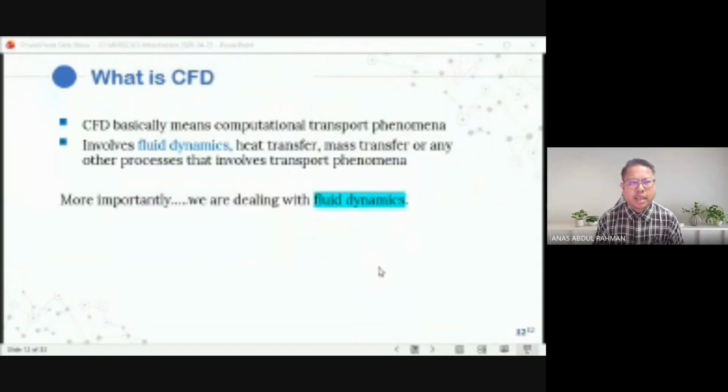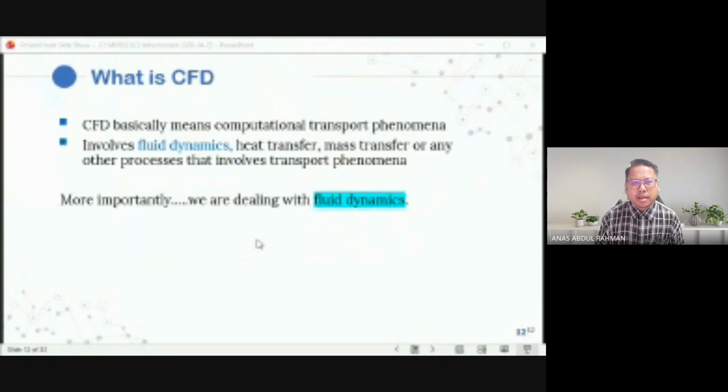To summarize what CFD is, basically it means computational transport phenomena. So it's basically trying to replicate what is happening in real life in a numerical model. It involves fluid dynamics, heat transfer, mass transfer, or any other processes that involve transport phenomena. And more importantly, we are dealing with fluid dynamics. So I think it's quite important that we have a basic understanding of fluid dynamics.